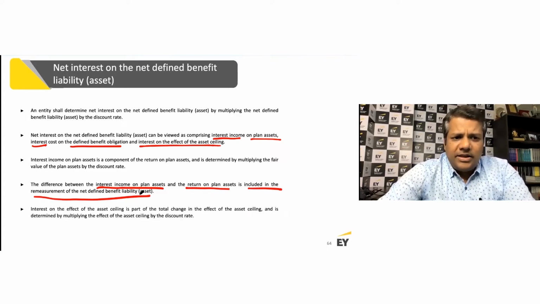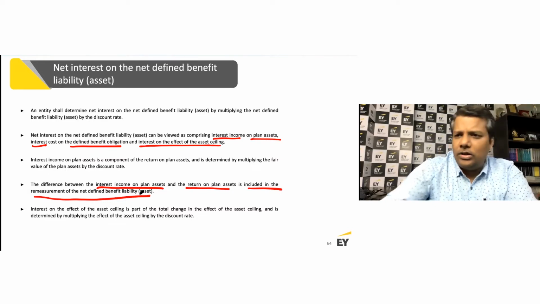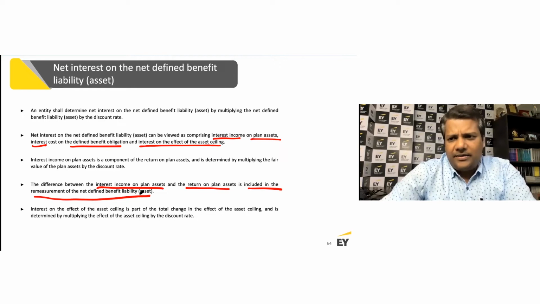Now, interest on the effect of the asset ceiling is part of the total change in the effect of the asset ceiling, and is determined by multiplying the effect of the asset ceiling by the discount rate, if there is an asset ceiling. This you may not see in all situations, but if there is one, then you need to compute the interest cost on that as well.